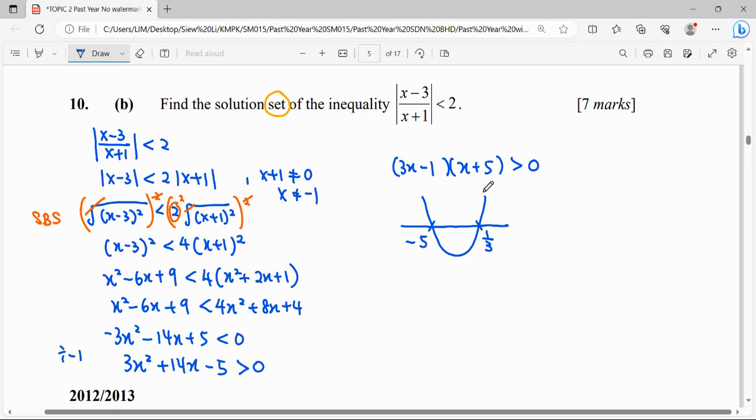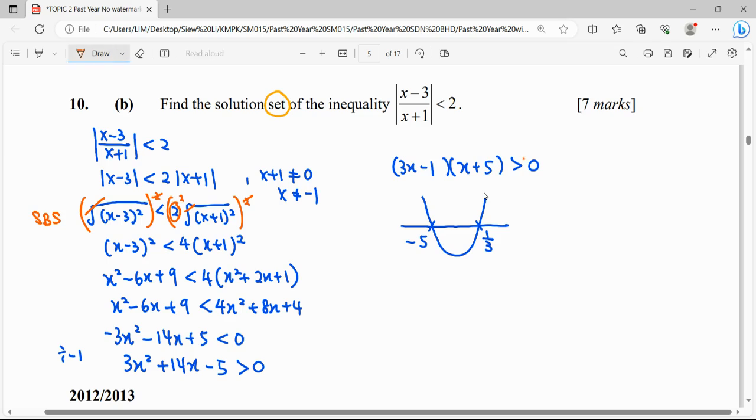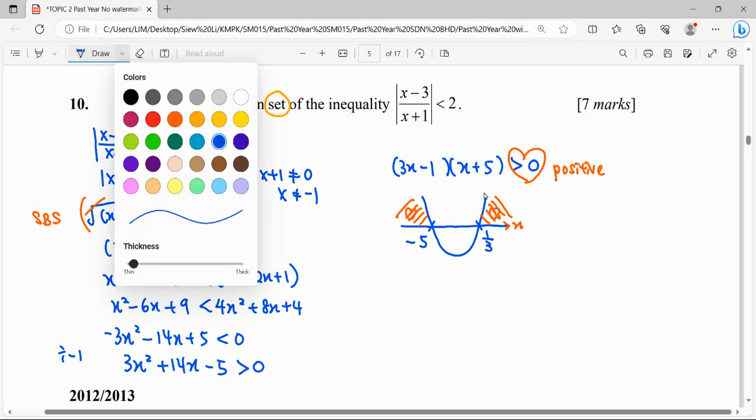So after we draw, then we have to find our region. The region greater than 0 means the region with positive values. When we draw this graph, this is our x-axis, so the positive region will be up here. So this is our answer. This is the positive region that we want to write in the answer.